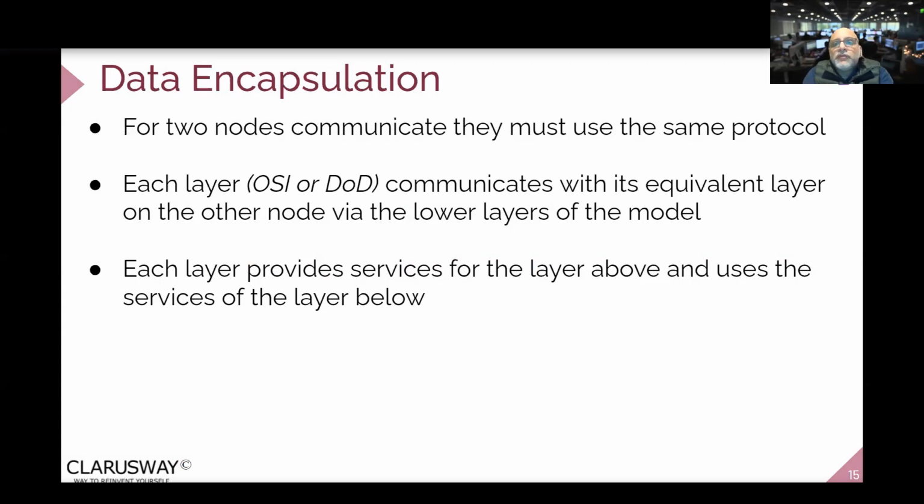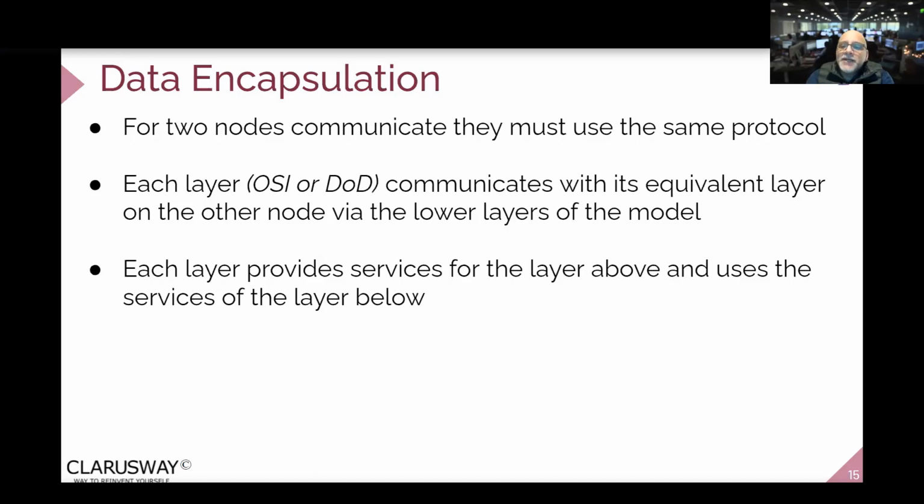So in order for two nodes to communicate, they must be running the same protocol. And what do we mean by protocol? Because again, I've used that term quite a bit, and I don't know if it's obvious to everybody what we mean by protocol. But a protocol is essentially a set of rules by which two devices will interact or communicate.